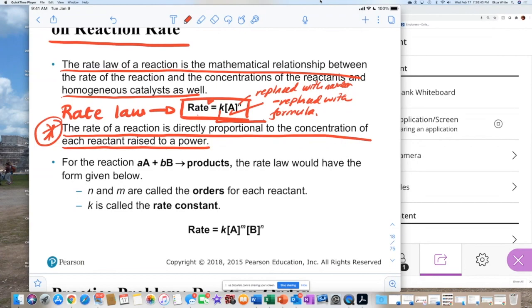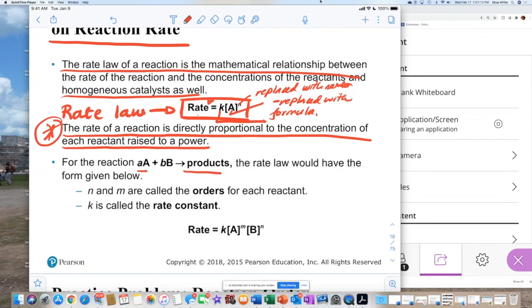It shows here the rate of the reaction is directly proportional to the concentration of each reactant raised to a power. So let's go ahead and apply it. We have a balanced equation here, A with a coefficient of A plus B, coefficient of B, to form products. So one of the things chemists do is they focus and kind of fixate, but let's look at it like fixation. They fixate on reactants in this section right here.